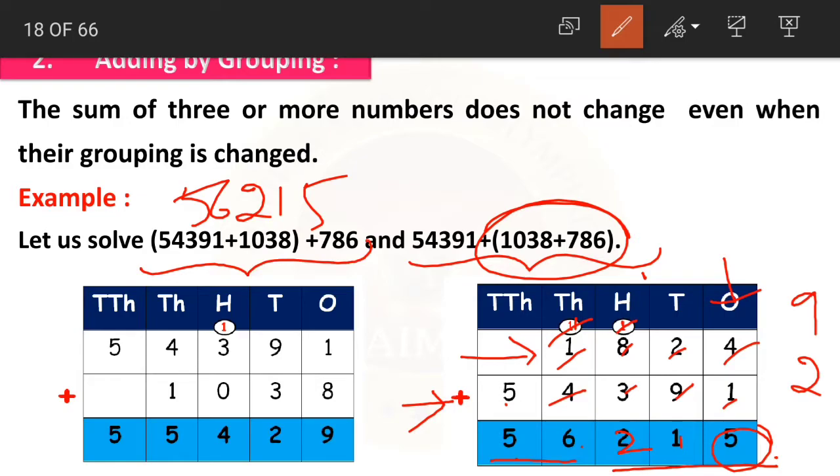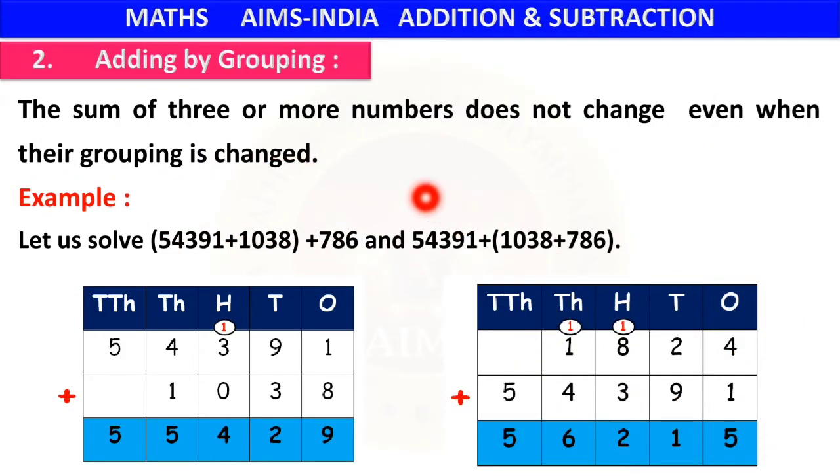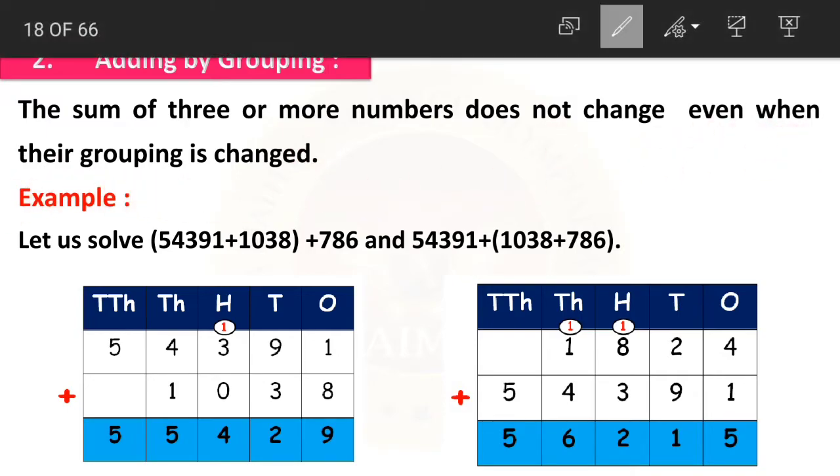Even for the first example also we got 56,215. Yes. Now what did we learn? The sum of 3 or more numbers does not change even when the grouping is changed. Clear children? This was our second property of addition, adding by grouping. The sum of 3 or more numbers does not change even when their grouping is changed.